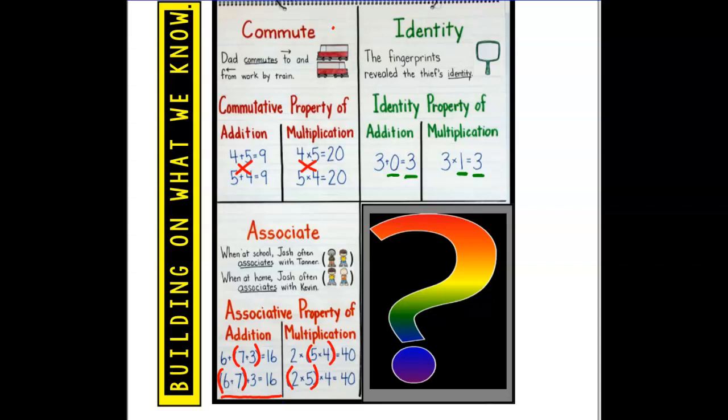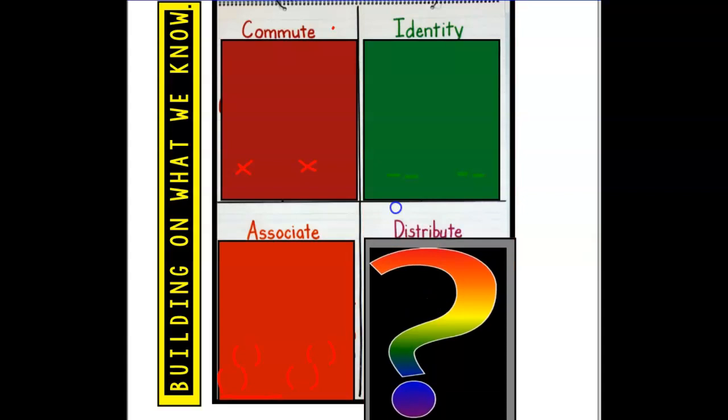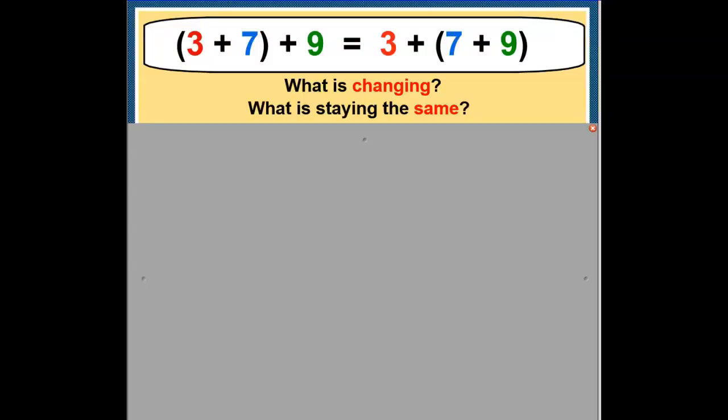Today we're going to add our final property that we're going to talk about this year. It's the distributive property, and we're going to talk about what that means in just a couple minutes. Okay? So with your elbow partner, look at this equation. What is changing and what is staying the same? Remember, mathematicians always look at the patterns that they see.